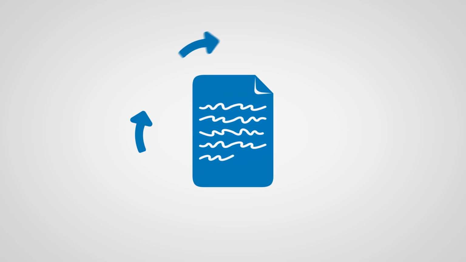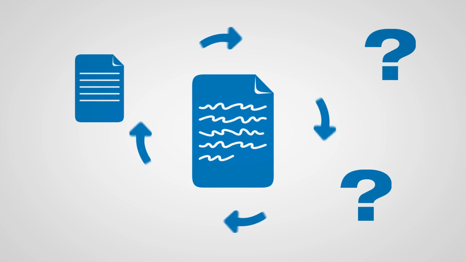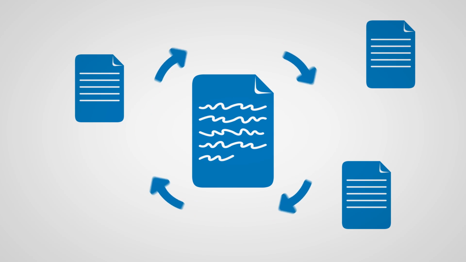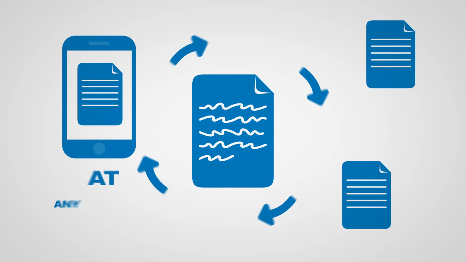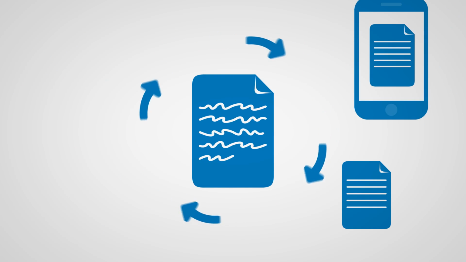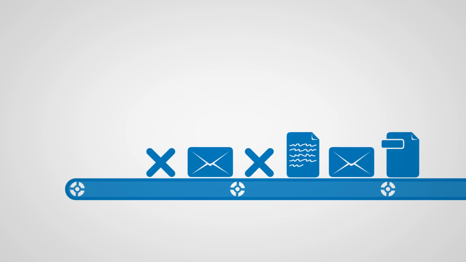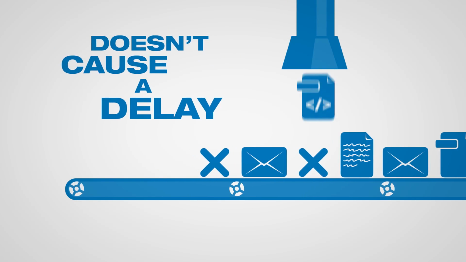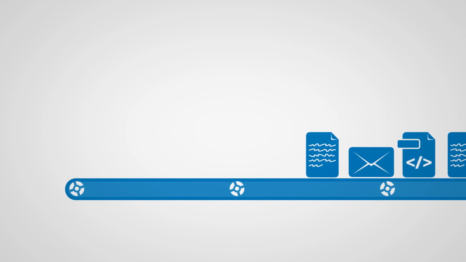Take a loan approval process. After starting, the lender may later request trailing documents like credit reports, proof of income, or employment records. With Kofax Mobile Capture, that information can be captured at any time by the customer themselves and instantly inserted into any step in the process. The missing or trailing document doesn't cause a delay. It's simply captured in process and activity continues on schedule.